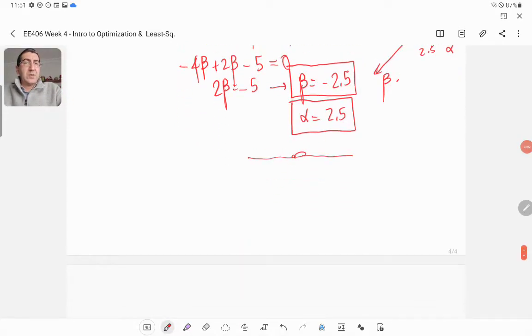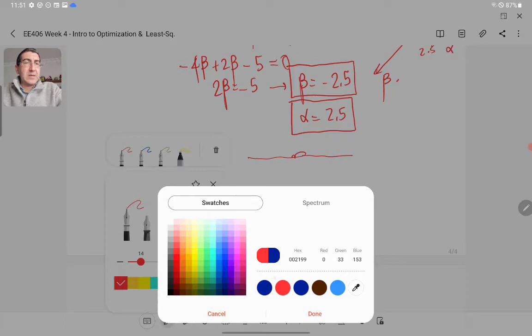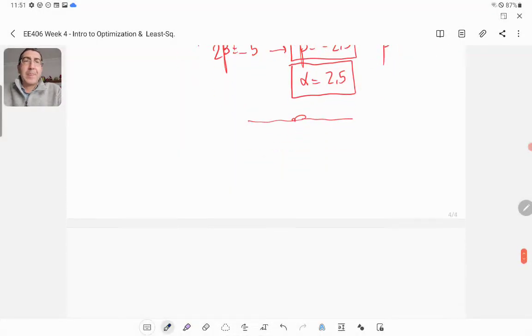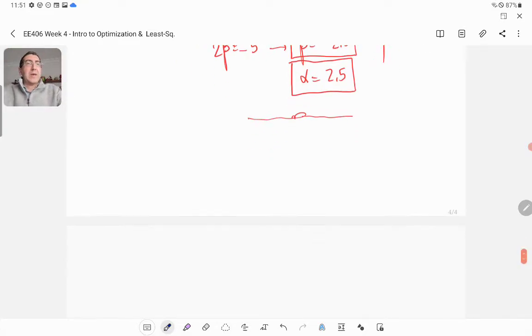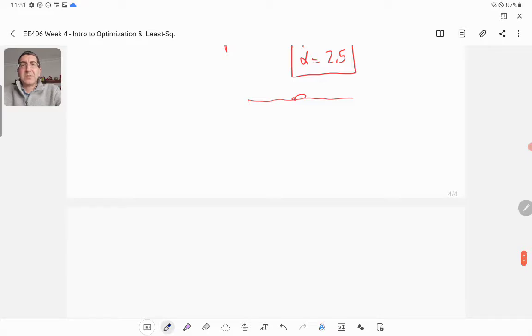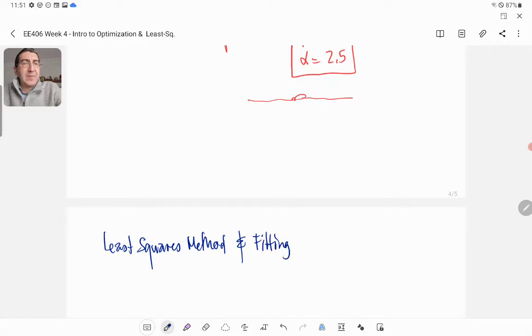All right, so let's continue with our discussion. And now I want to talk about one of the applications of these concepts, okay? And I'm going to give this slightly new topic name, okay? Let's call this the least squares method. And basically fitting a model, quote unquote, to data points.